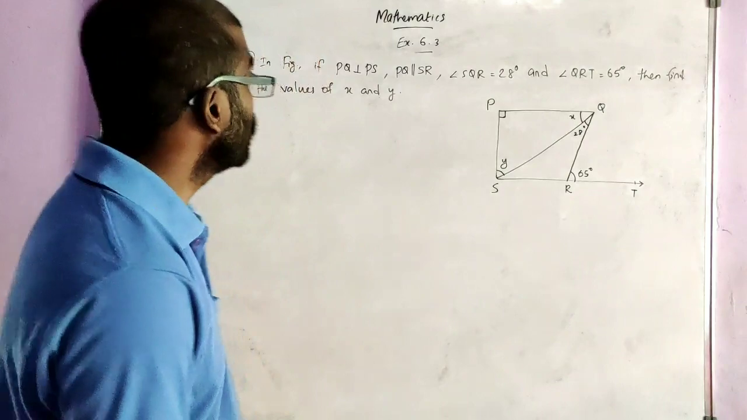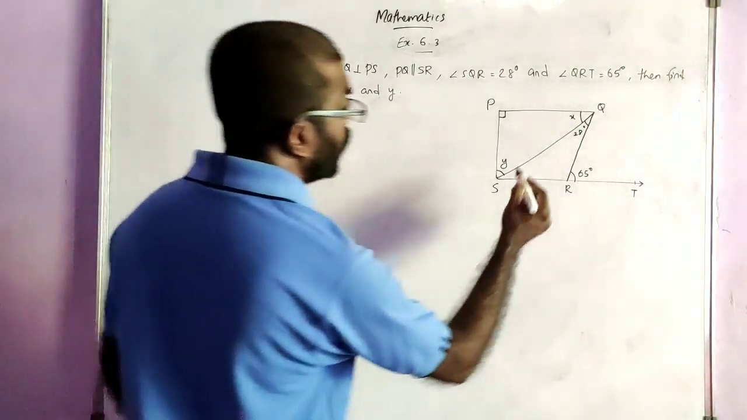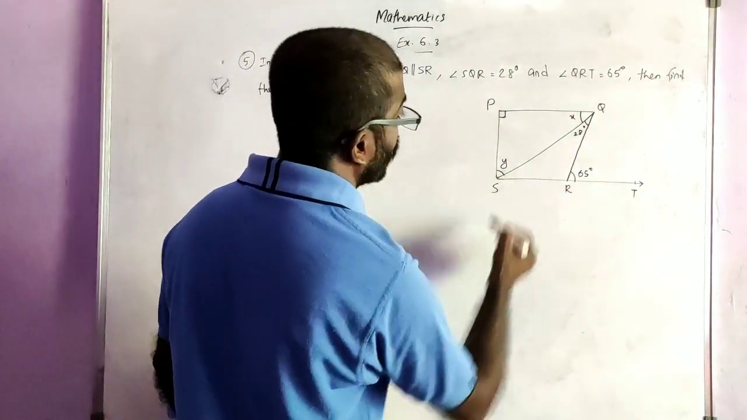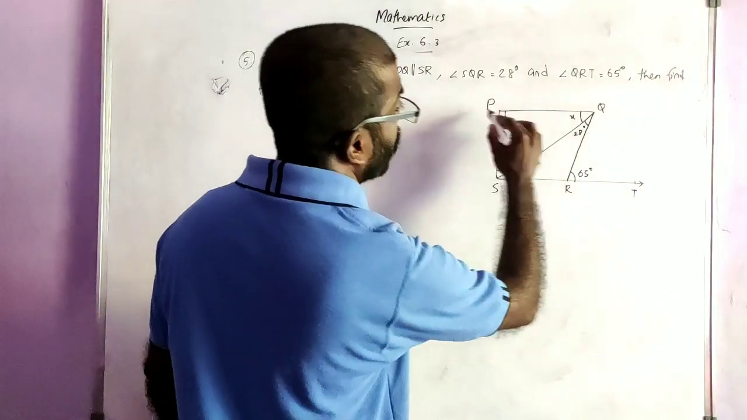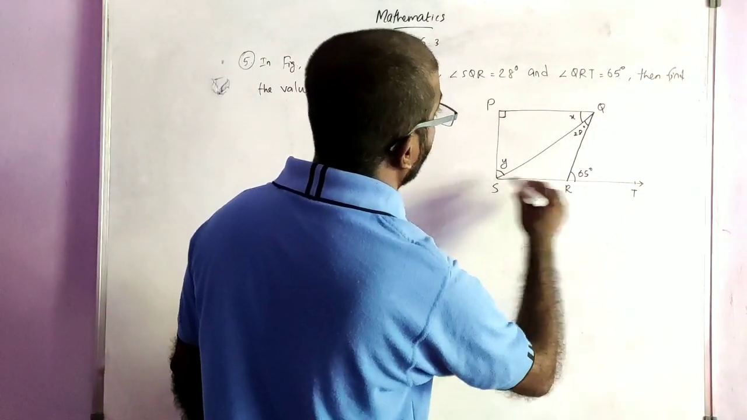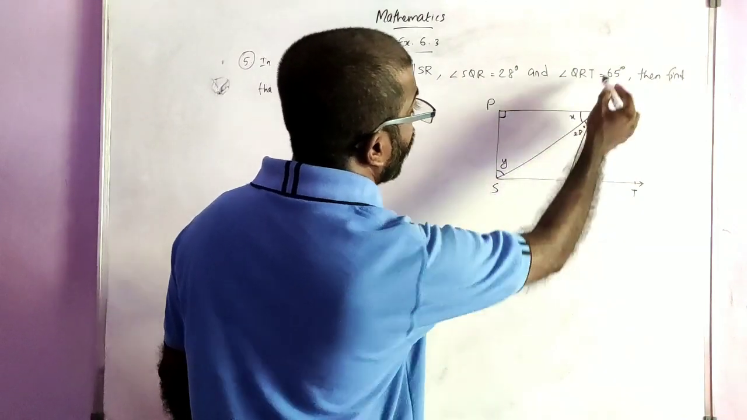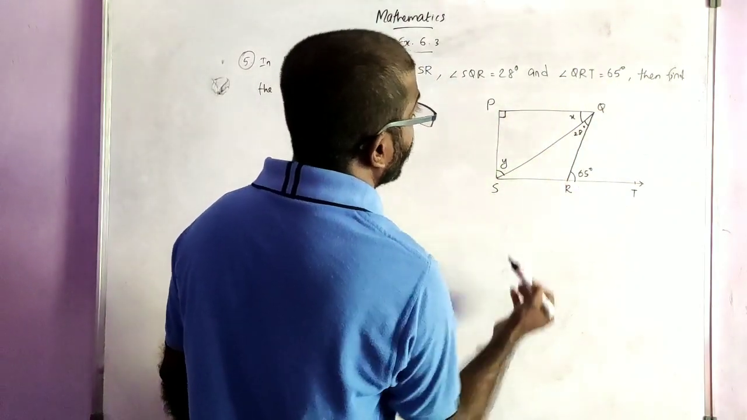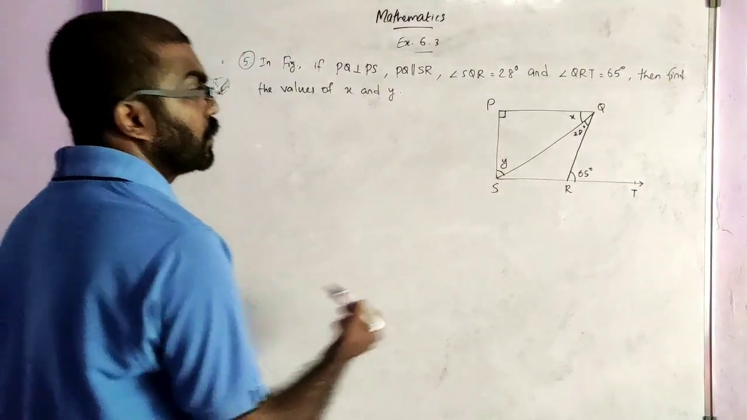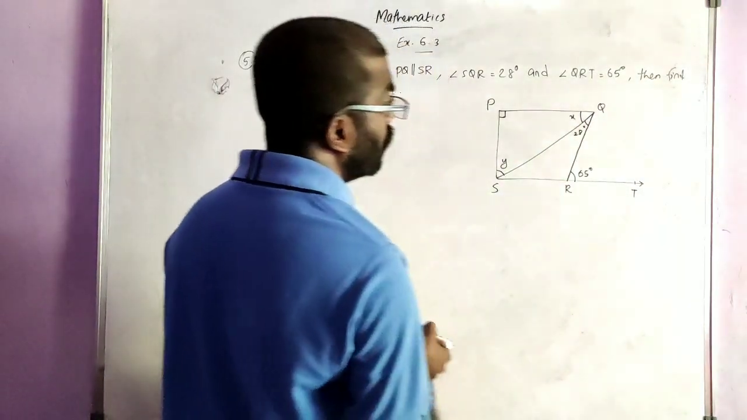Here the next one is, in the figure, if PQ is perpendicular to PS and PQ is parallel to SR, angle SQR equals 28 degrees, and angle QRT equals 65 degrees, then find the values of X and Y.